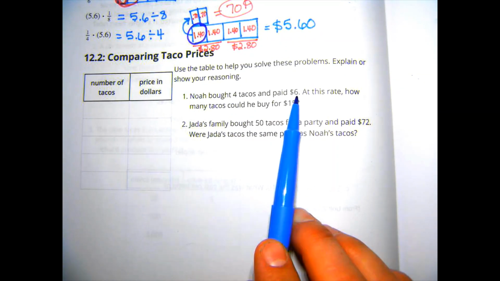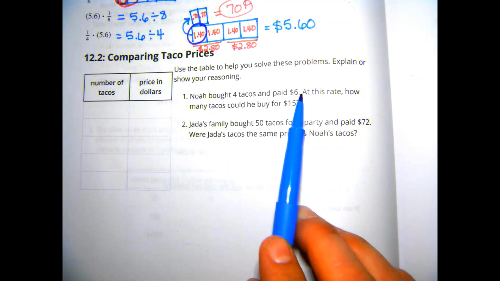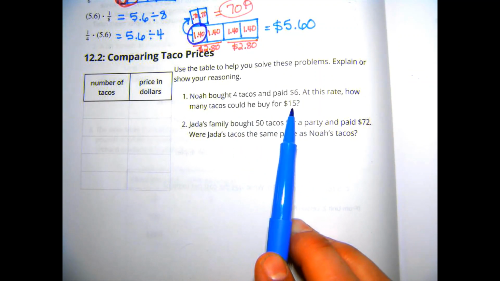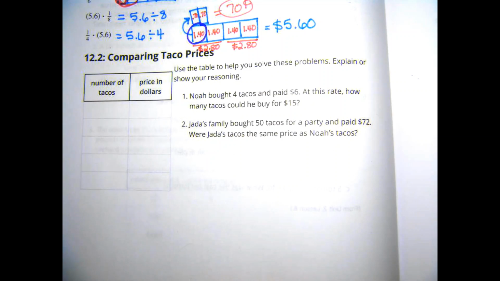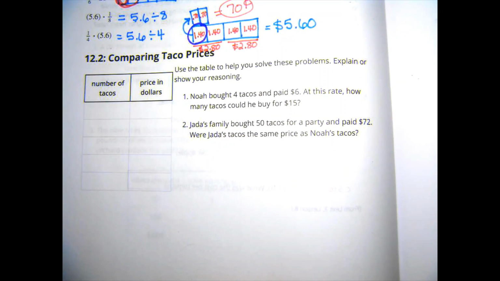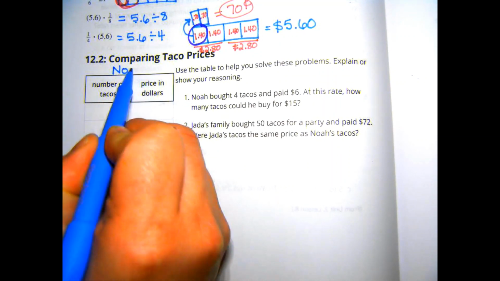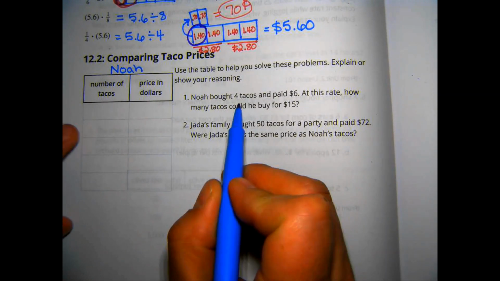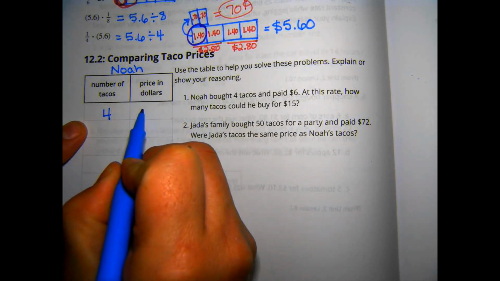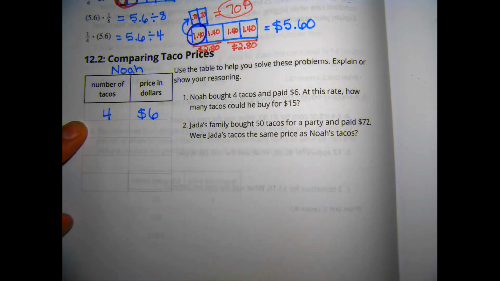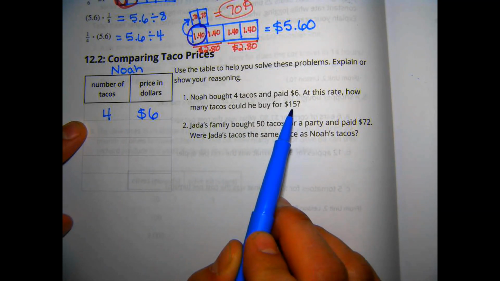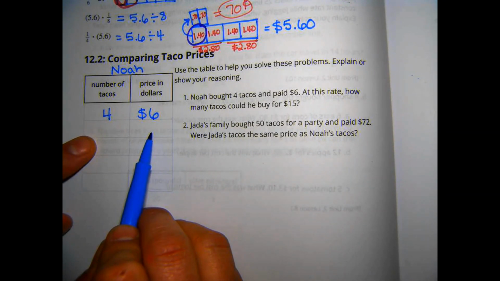So it says, and paid $6. At this rate, how many tacos could he buy for $15? Okay, so let's go ahead and use our table. This table is going to be about Noah. Noah bought 4 tacos for $6, and we want to figure out how many tacos he could get for $15.